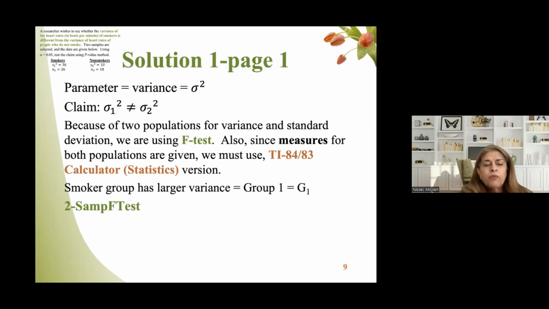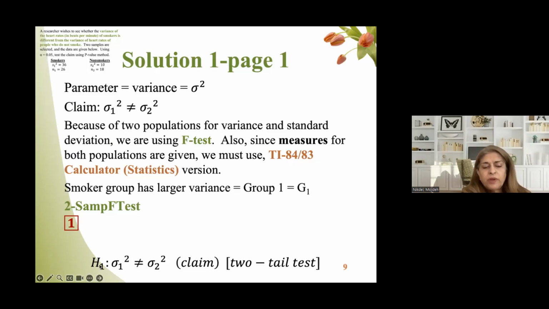So what is my first step? My claim goes to H1 because I have a not-equal sign. So H1, this is the sentence that goes in front of H1 colon. That's my claim, and I have a two-tail test. So I write my H1 first, then I write my null. H sub 0 is sigma square sub 1 equals sigma square sub 2.